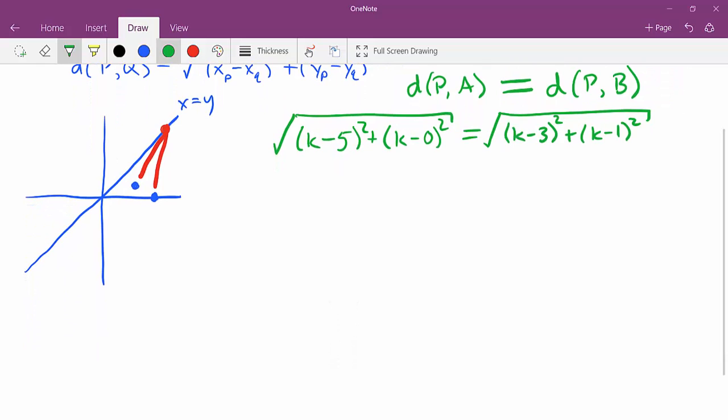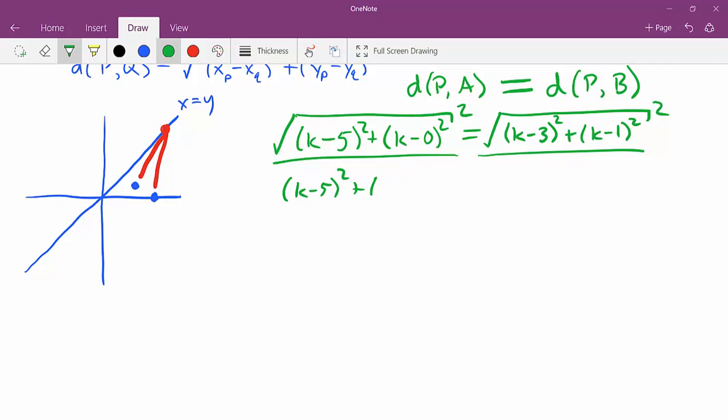From here, it's just a matter of algebra. We need to simplify both sides and solve for K. If we square both sides, we can get rid of the square root. In this case, everything on the left is under the square root, and everything on the right is under the square root. So by squaring each, they'll go away. And we'll be left with all that was under the radical by itself. Then simplifying from here, it's fairly straightforward.